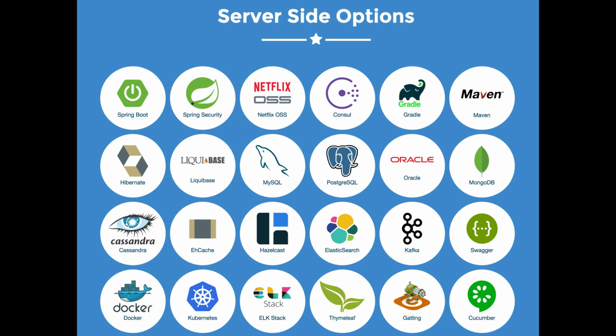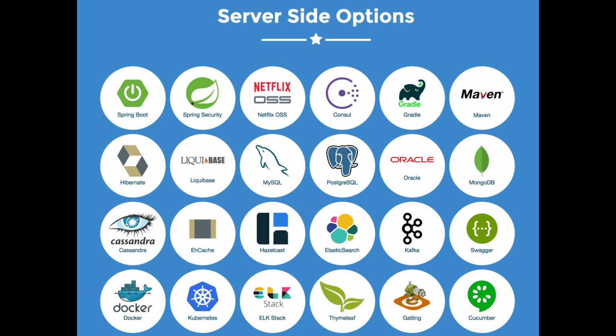We have different database solutions that we can choose from. We can use MySQL, Postgres, Oracle, or MongoDB. Of course, Cassandra is on there as well. And for caching, we have Ehcache or Hazelcast. Hazelcast is going to be for more microservices and distributed nodes and that sort of thing. So we're actually going to end up using Hazelcast in our solution.